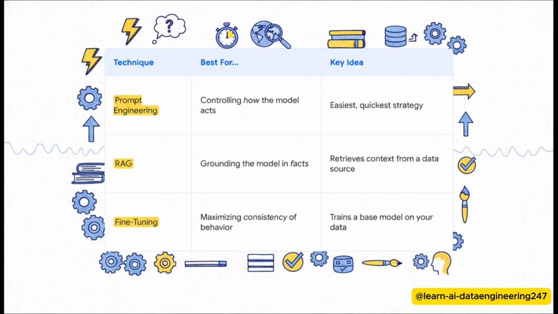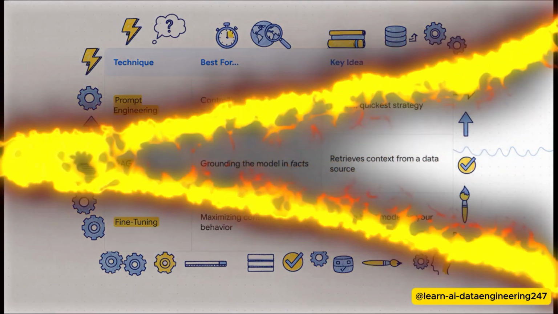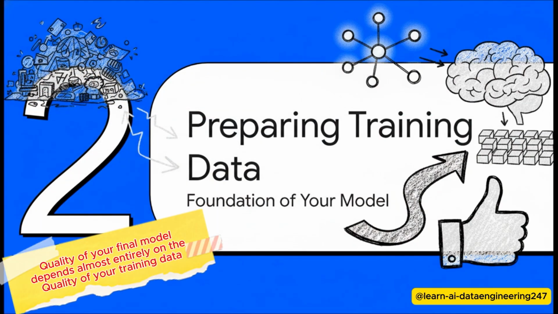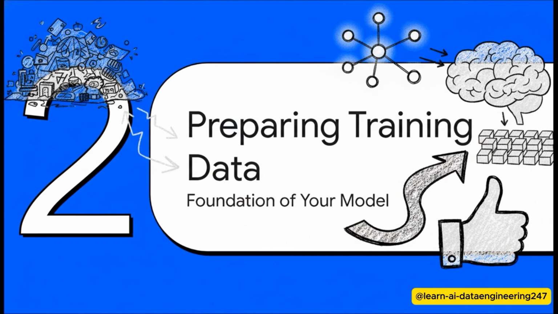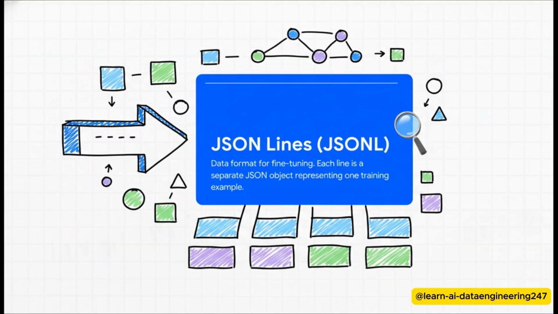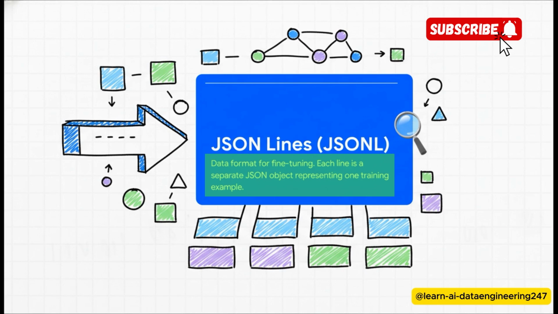Now, we are at the most critical step of the entire process. And I'm not exaggerating. The quality of your final model depends almost entirely on the quality of your training data. Garbage in, garbage out. Your data must be formatted as JSON lines or JSONL. That simply means every line in your file is a separate JSON object. Each object represents one training example, one small lesson you are teaching the AI.